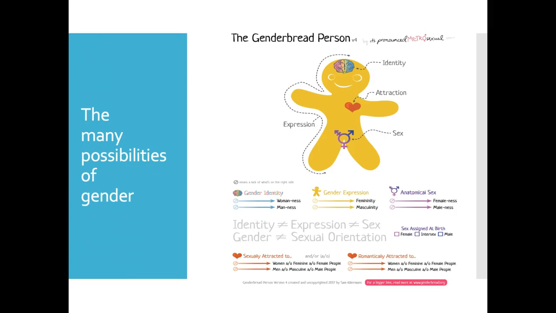Most of you will have seen some version of the genderbread person. As the author's understanding has deepened, various versions have emerged. Version 4 seen here explores various expressions of gender, and for each of the categories of expression, a continuum exists along two continua. So along womanness and manness, femininity and masculinity. So we have gender identity, gender expression, anatomical sex, who we're sexually attracted to, and who we're romantically attracted to. They may not, in fact, be the same.